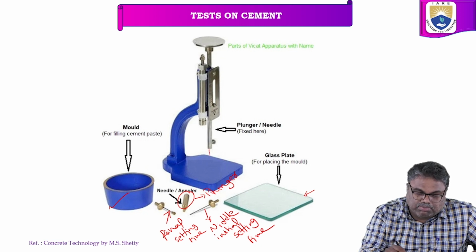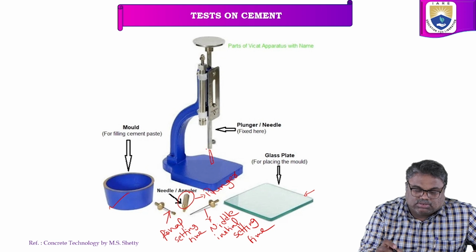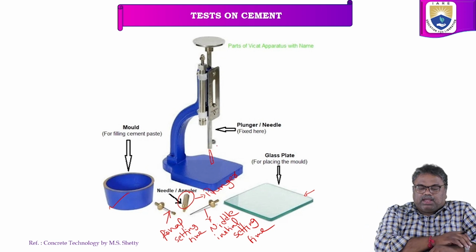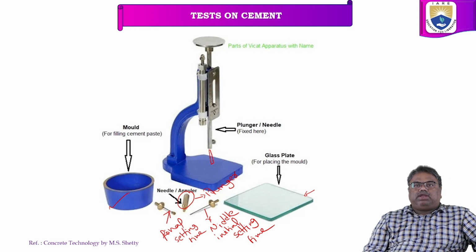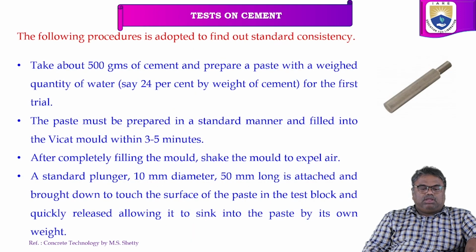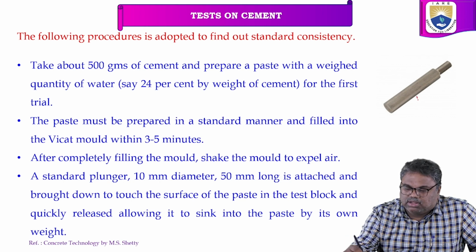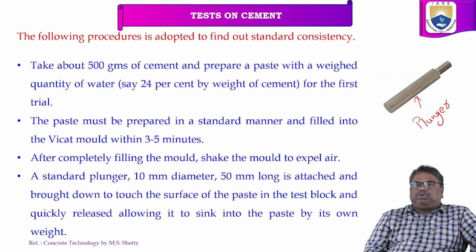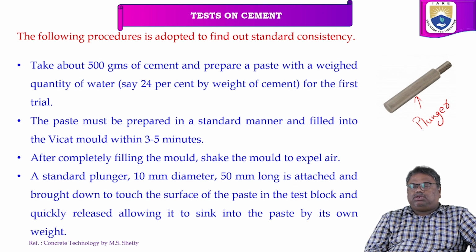We need to place the plunger here, right? We need to fix the plunger here, and then we need to touch it. So this is the Vicat apparatus we will use for the standard consistency, initial setting time, and final setting time. This is the procedure for standard consistency. This is the plunger, which has a 10 mm diameter and 50 mm length.